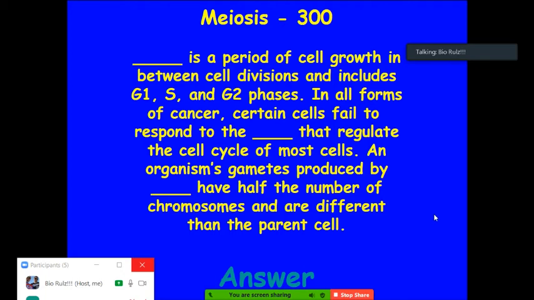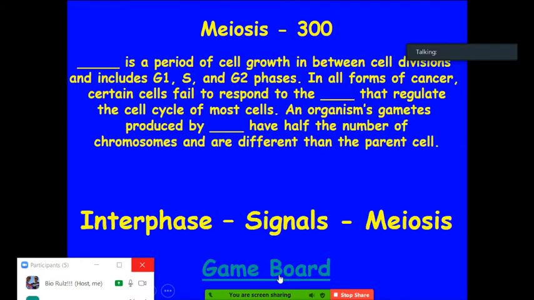All right, here we go. Okay, those are all part of interphase. It's the signals, okay? In all forms of cancer, certain cells fail to respond to these signals that regulate the cell cycle. And of course, those signals are initiated by cyclins and regulators. And of course, meiosis produces cells that have half the chromosome number and are genetically different than the parent cell. Of course, that is assuming that crossing over took place, and you can always assume that it did.